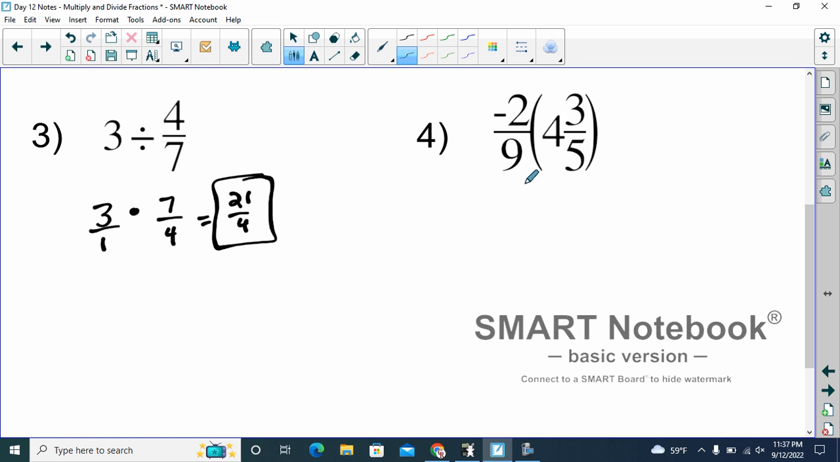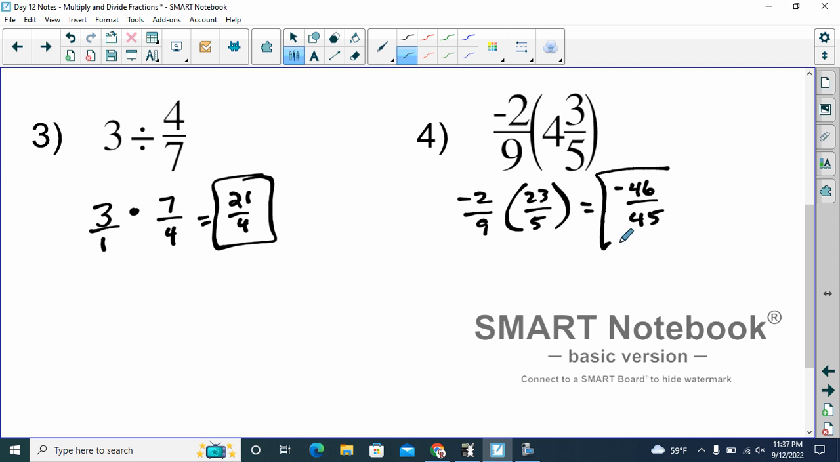And finally, number 4, let's change to an improper fraction. 4 times 5 is 20 plus 3. Negative 2 times 23 is negative 46. 9 times 5 is 45. If we're not sure if we have any common factors here, not sure if we can simplify, go back and check. 2 and 9, 2 and 10, or 2 and 5, 23 and 5, 23 and 9. Nothing I can reduce in here, so there's nothing that can be simplified here.